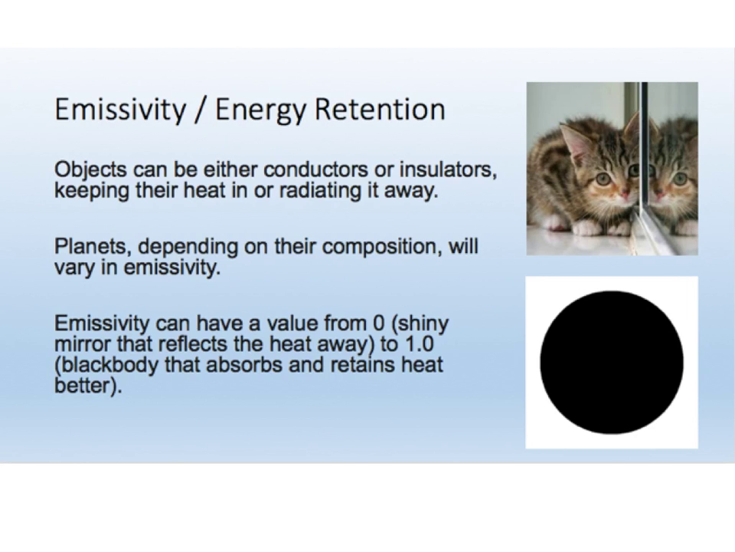The final major consideration is a planet's emissivity, or energy retention. Think about the differences between a mirror and a black substance, one that reflects and one that absorbs most of the energy that hits it. Planets, depending on their composition, whether they are predominantly gas or liquid or solid, and depending on the material, will vary in emissivity. Emissivity values rate between 0 and 1. 0 would be a shiny mirror that reflects most things, all the way up to 1 that would be a black body absorbing and retaining heat much better.